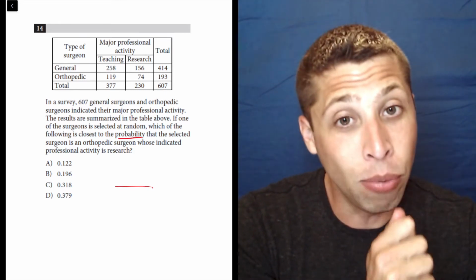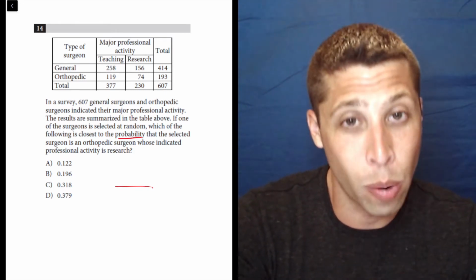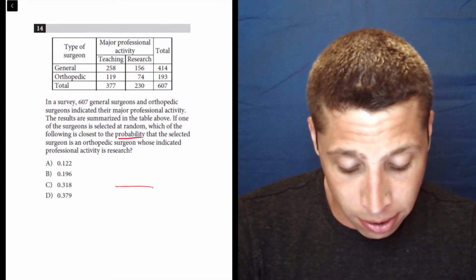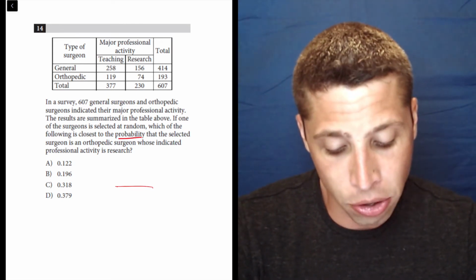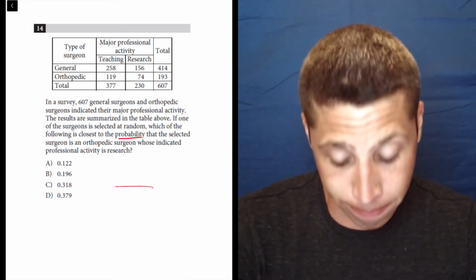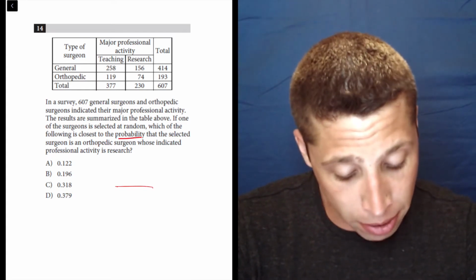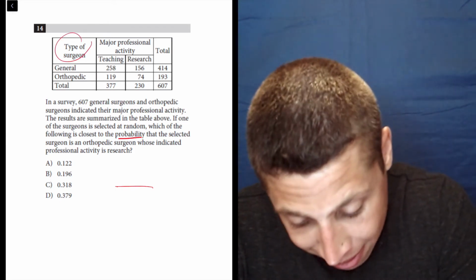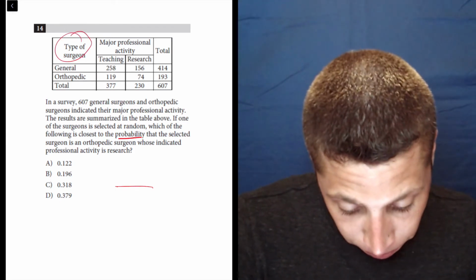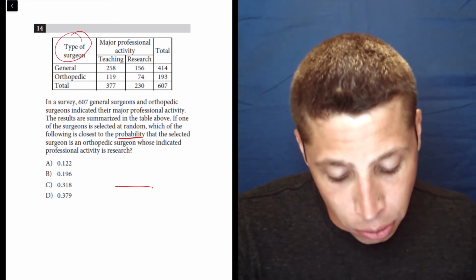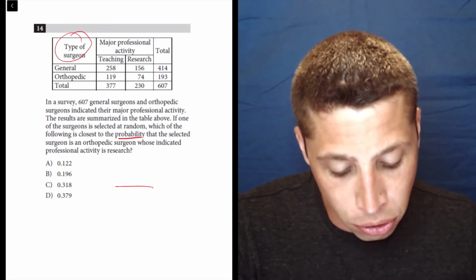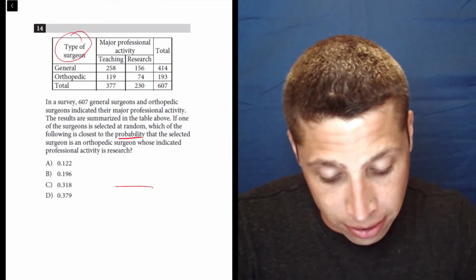And so we have to pay really close attention to the wording of the question and what they want. So let's take a look. In a survey, 607 general surgeons and orthopedic surgeons indicated their major professional activity. The results are summarized in the table above. If one of the surgeons is selected at random, so that's everybody here, which of the following is closest to the probability that the selected surgeon is an orthopedic surgeon whose indicated professional activity is research?